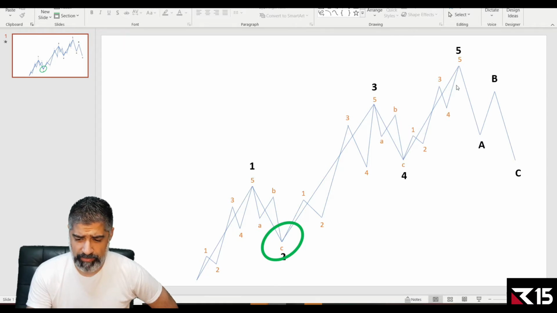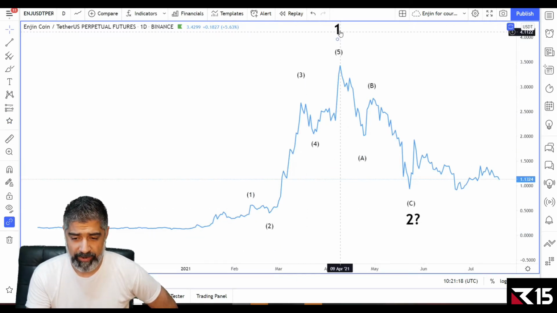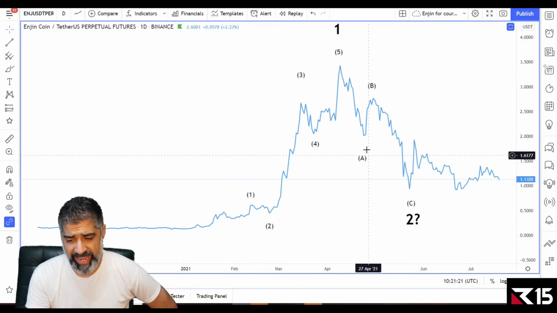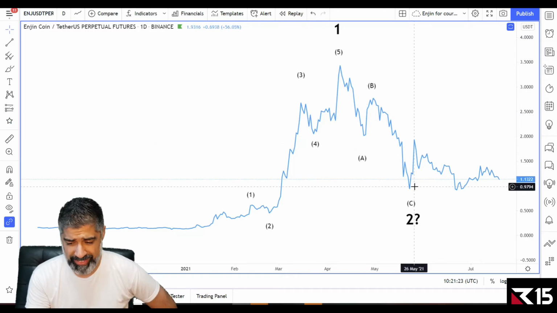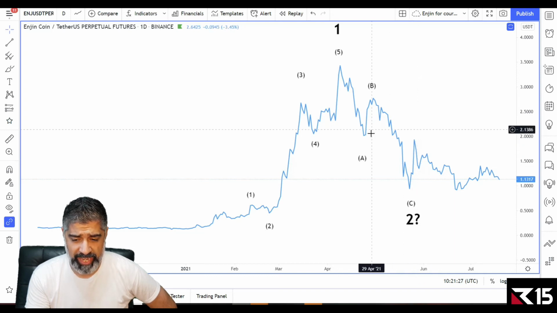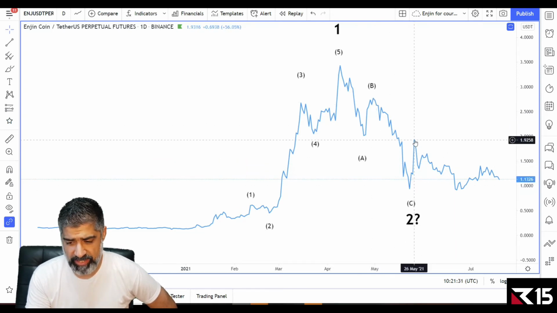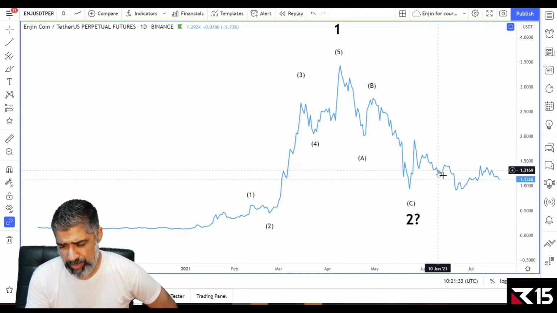Look at this. 1, 2, 3, 4, 5. That's the theory. 1, 2, 3, 4, 5. That's the practical, right? And then we expect a correction, a nice A, B, C. It was textbook. However, this movement to the upside was the first bullish indicator. It was just bigger than this. That gave us indication that this is the new bull trend, but the correction was very deep.